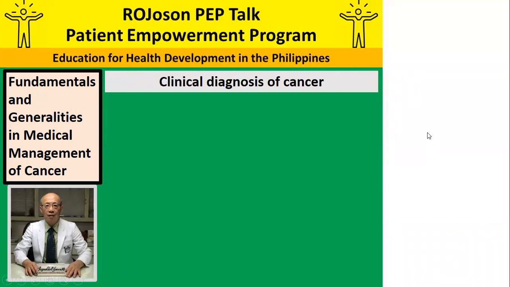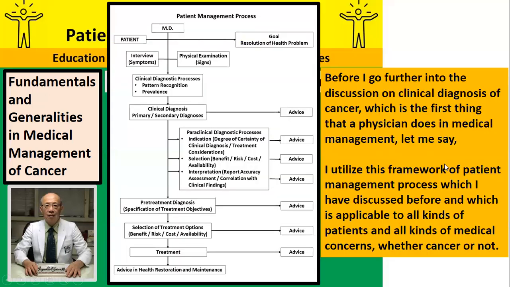Let's now go to the third topic, clinical diagnosis of cancer. Before I go further into the discussion on clinical diagnosis of cancer, which is the first thing that a physician does in medical management, let me say, I utilize this framework of patient management process, which I have discussed before, and which is applicable to all kinds of patients and all kinds of medical concerns, whether cancer or not.